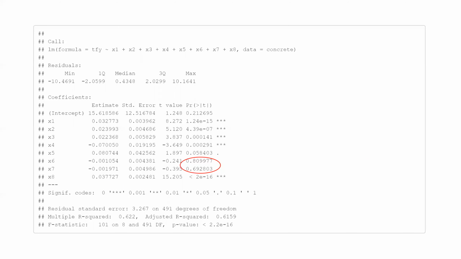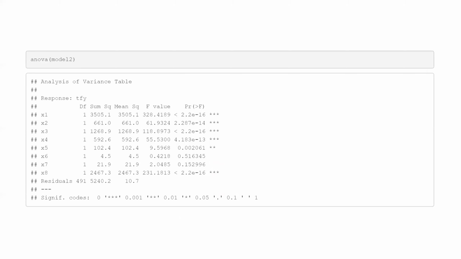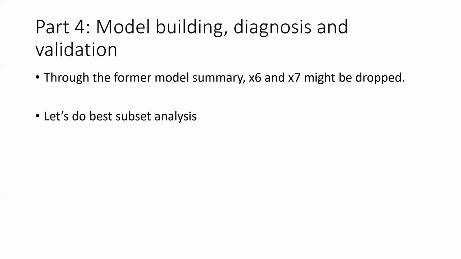So to begin with, we will see the model summary. Here we can see the t-test result of the explanatory variables. We can see from here, x6 and x7 can be dropped from our model. And here is another table of our second model. Through the model summary, x7 and x6 might be dropped. Let's do best subset analysis to find which explanatory variables might be useful.